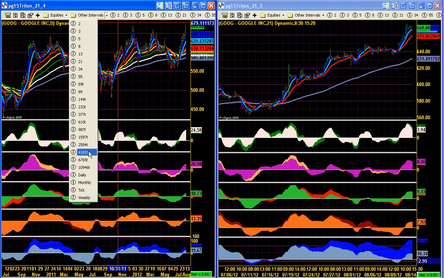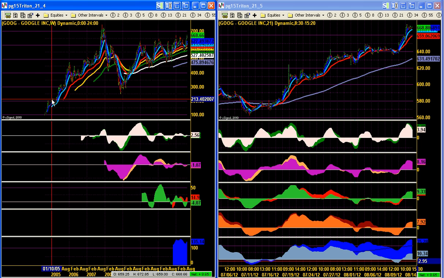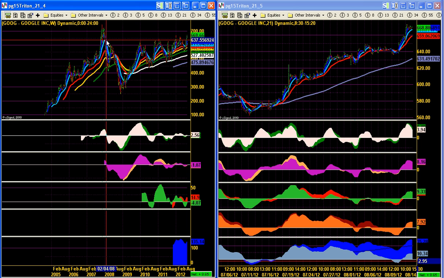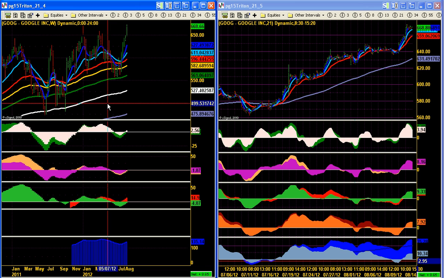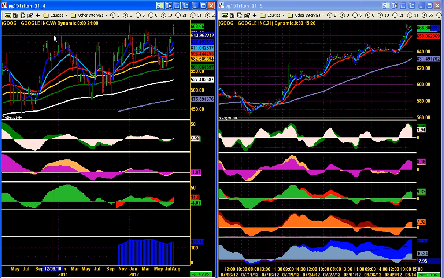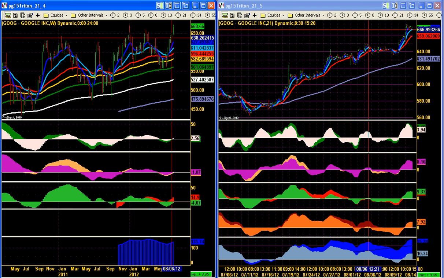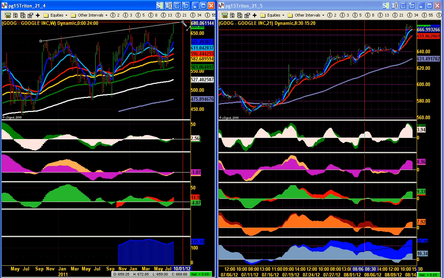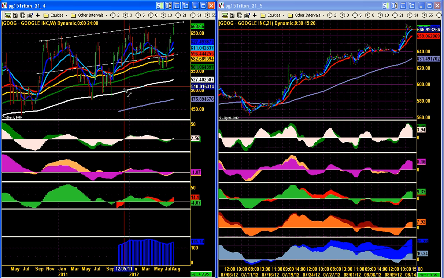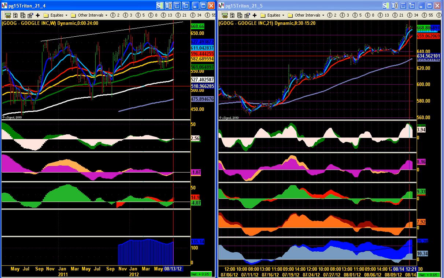Let me put on a weekly on this and see where it is. Okay, so the all-time high on Google is 751, November 2007. So we're at this weekly chart that's bumping up against resistance here. It's not good. Hang on one second.